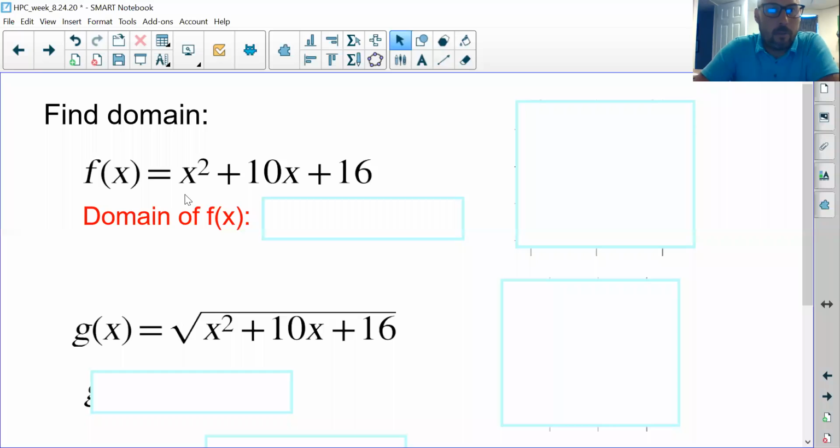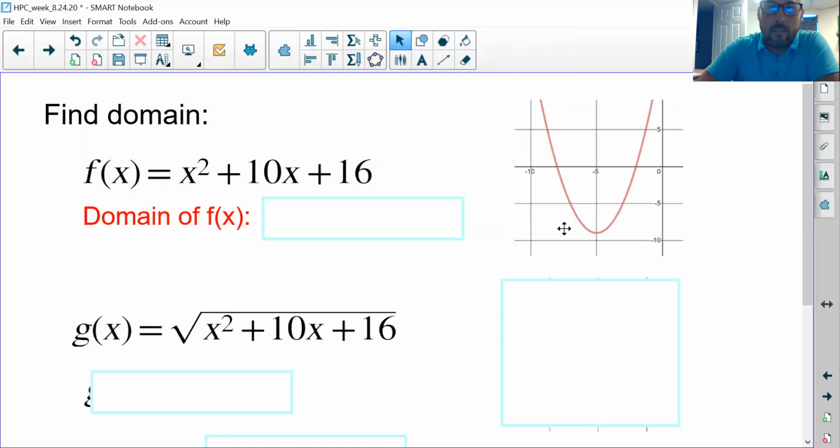Here's our first example. f of x equals x squared plus 10x plus 16. You know that this is a parabola. Now think about what you know about parabolas. They look like a horseshoe, but they're continuous, which means you could draw a parabola without ever lifting your pencil. That means all the x values are contained for whatever curve you draw. Furthermore, no matter what parabola you draw, it's going to go up or it's going to go down, but it's going to go to the left forever and it's going to go to the right forever.